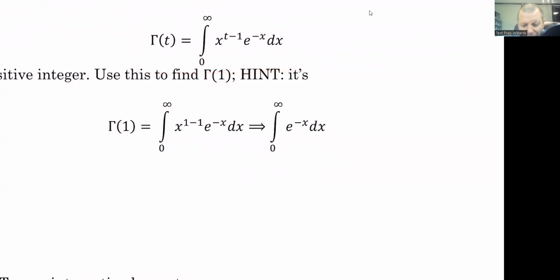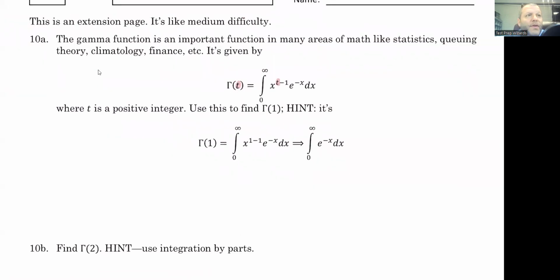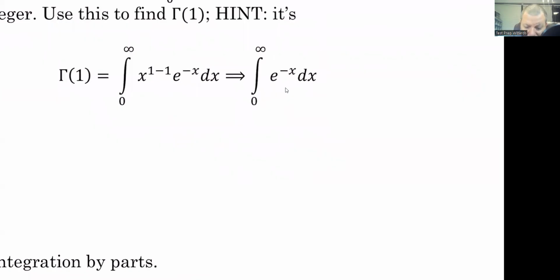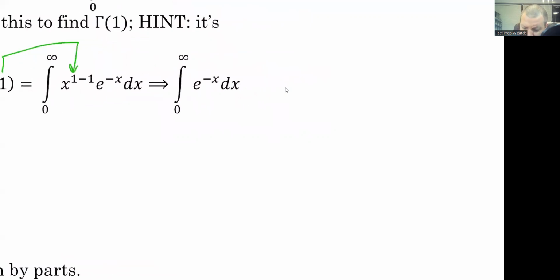One thing to be a little careful about is that t is here, but my integral is in terms of x, right? So t is a number. t could be 1, 2, 3, 4, 5 at this point. So you're taking x to some power times e to the negative x. So for example, if I want to find gamma 1, t is 1, so that's gamma 1.